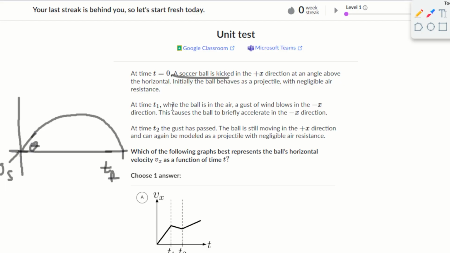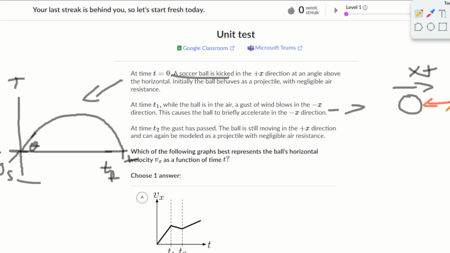At time t1, while the ball is in the air, a gust of wind blows in the negative x direction. This causes the ball to briefly accelerate in the negative x direction. So what this part is saying, so I'll do that here and this here. This part is saying as the ball is traveling in the positive, because we know this is positive, this is positive, this is negative, and this is negative. As the ball is traveling in the positive x direction, there's a gust of wind. So let me make this difficult. There's a gust of wind acting on it in the negative x direction. And it says this causes the ball to briefly accelerate in the negative x direction.